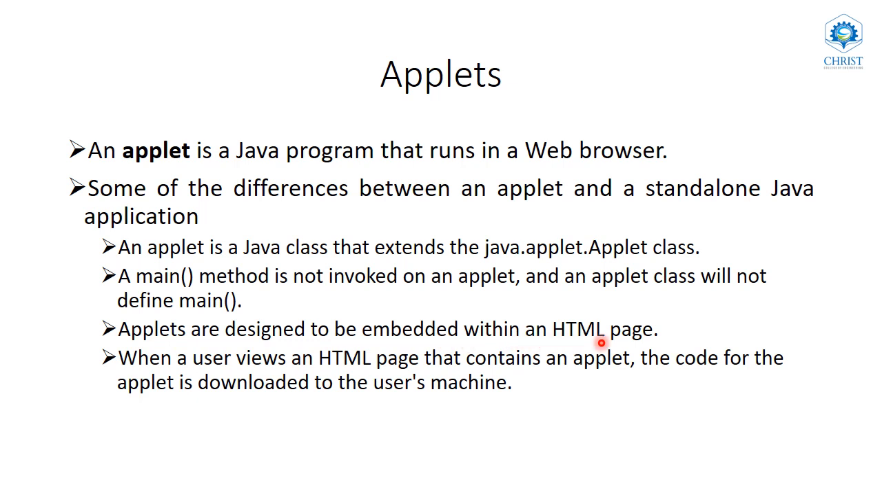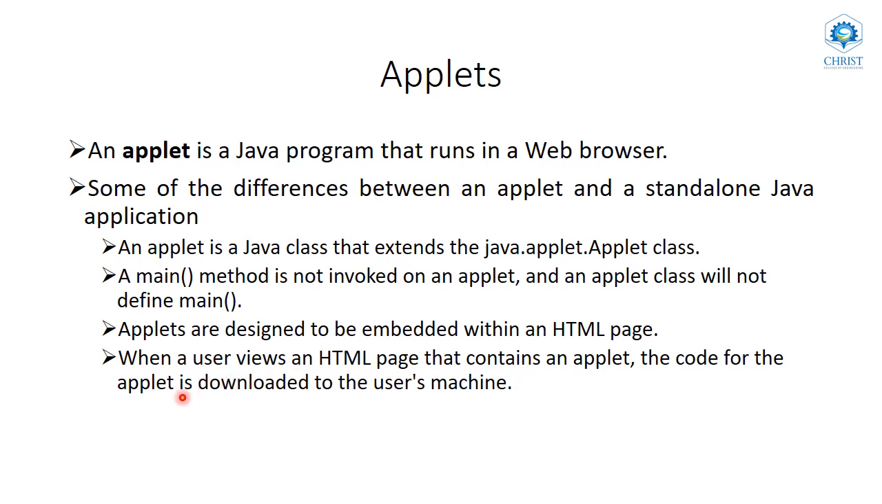Then the third difference is applets are designed to be embedded within an HTML page. We can include an applet into an HTML page, or we can embed an applet into an HTML page. It's not possible to embed a standalone Java program into an HTML page. An HTML page is used for creating web pages. So applets can be embedded into HTML pages.